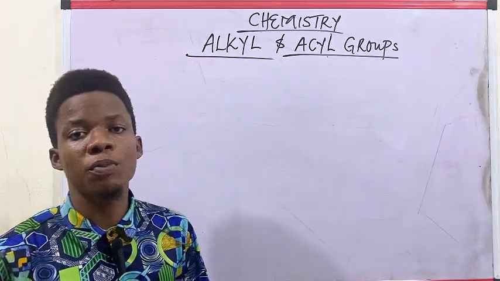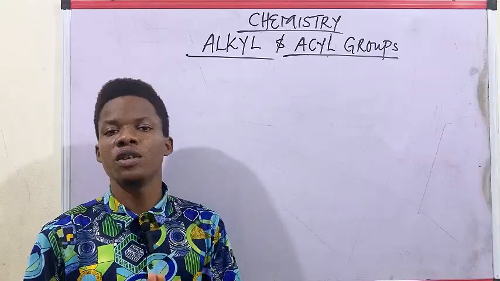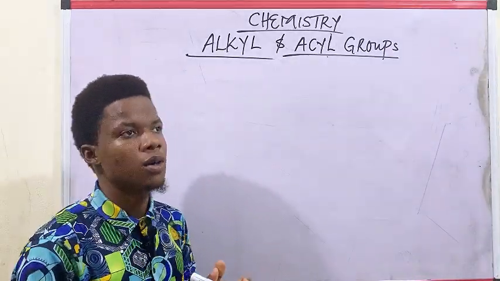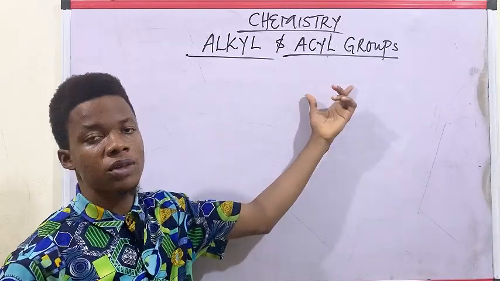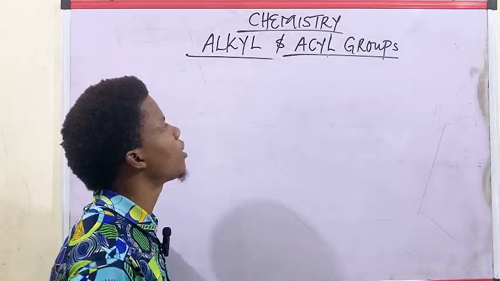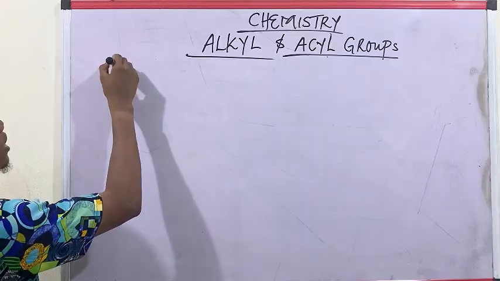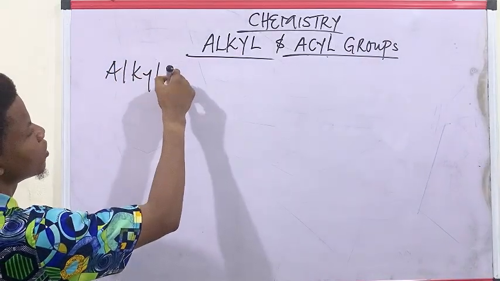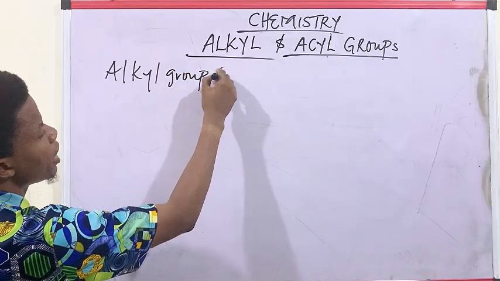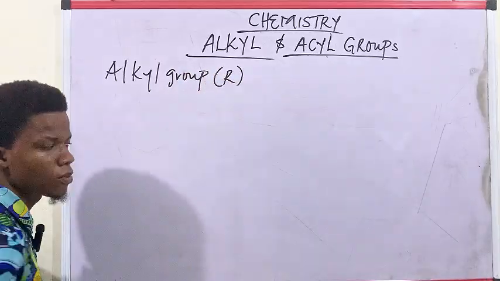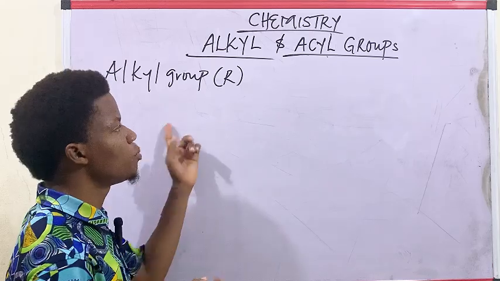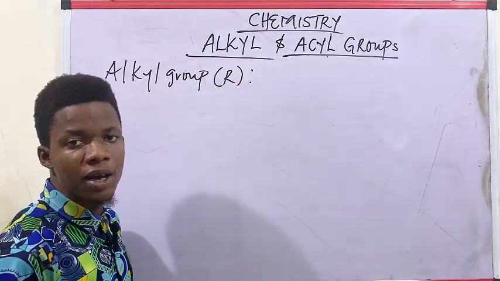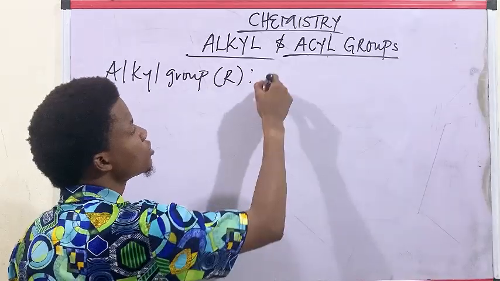Now, in order for you to properly understand chemistry, there are two things you must understand: alkyl and acyl groups. What are alkyl groups and what are acyl groups? Now, look at this. An alkyl group is represented using what? Capital letter R.